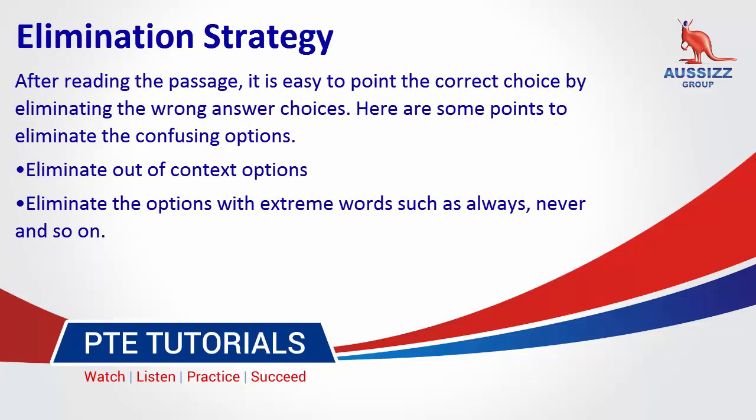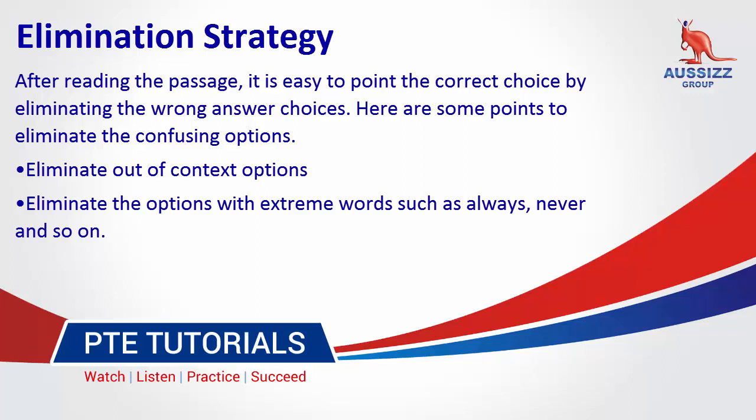Now, a specific strategy that we can use is the elimination strategy. After reading the passage, it is easy to point out the correct answer by eliminating wrong answer choices. Here are some points that we're going to go over to avoid and eliminate the confusing options. Look for options that are out of context. Those are obviously not right.